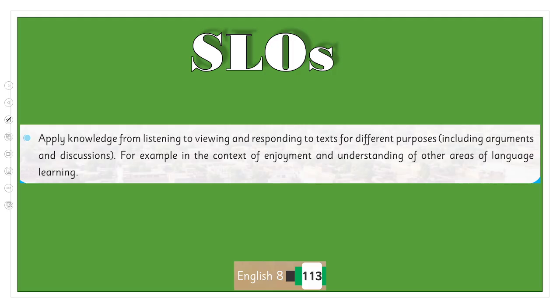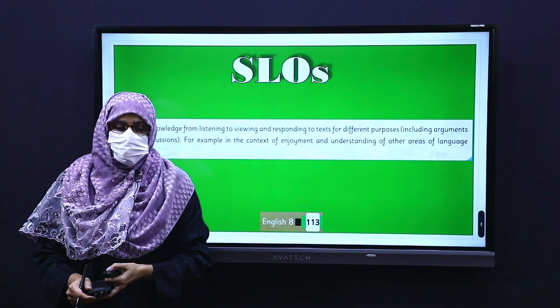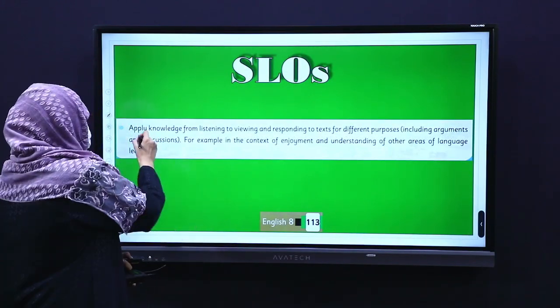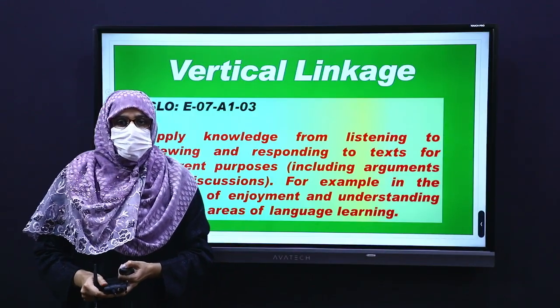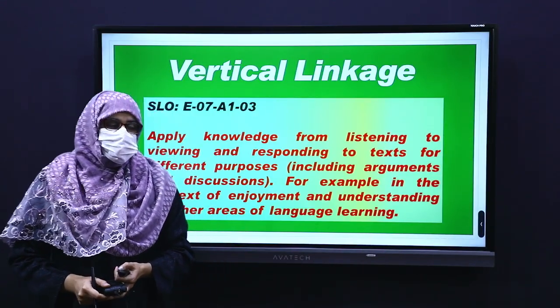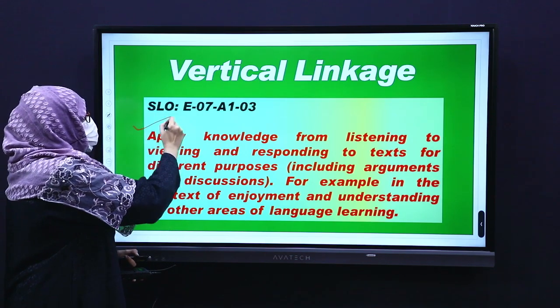Before jumping onto the topic, let's have a look at the SLO first. Apply knowledge from listening to viewing and responding to texts for different purposes, including arguments and discussions. For example, in the context of enjoyment and understanding of other areas of language learning. So, let's have a look at the vertical linkage. This is the vertical linkage.